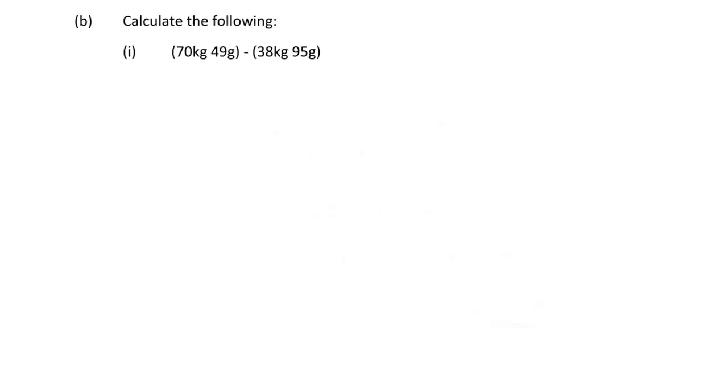Part B of the question, calculate the following. For Roman 1, we are given 70 kilograms and 45 grams minus 38 kilograms and 95 grams. This is the dimension problem. Let us now rearrange the problem as follows. Here we have kilograms and here we have grams. So here we have 70, here we have 49, and here minus 38, and here is 95.